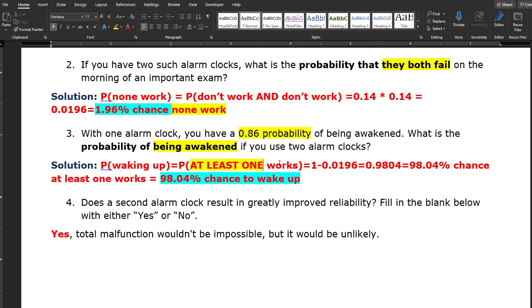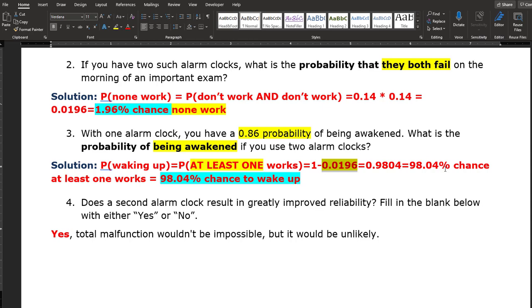A lot of times you end up having to reword certain phrases so that you know how to work with the problem. But that's what you're going to be doing on some of these problems: after you find at least one. Well, a lot of times it's easy to find none. You'll find the probability of none of something happening, and then you'll subtract that from 1 because there's only one way that none can happen. Both things don't work. For 2 alarm clocks, the first one doesn't work and the second one doesn't work. That's only one possibility, if you're looking at listing it out for your possibilities.